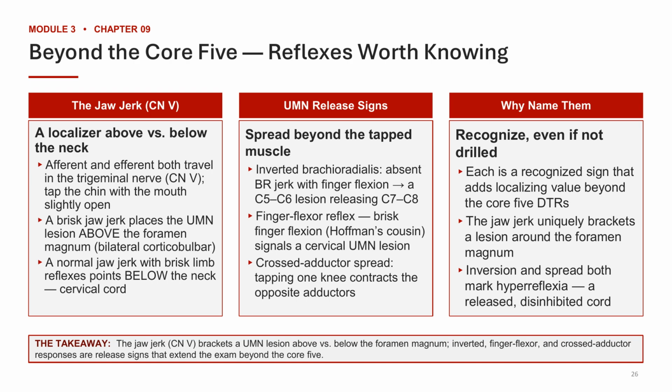And the finger flexor reflex. Brisk finger flexion, Hoffman's cousin, signaling corticospinal release in the upper limb. The general principle to carry: when a reflex spreads to muscles you did not target, you are watching disinhibition.